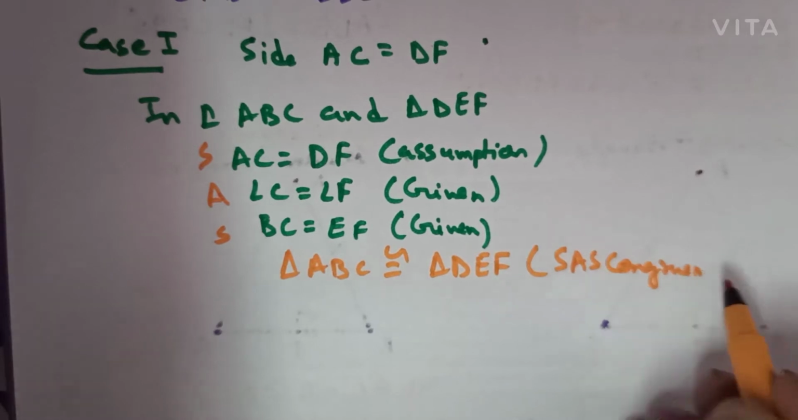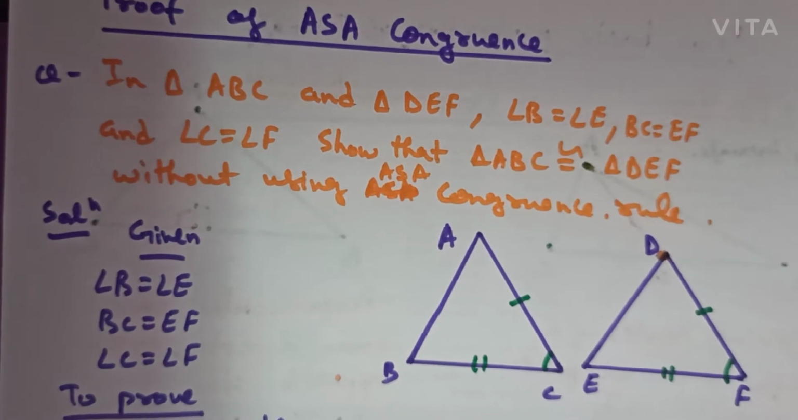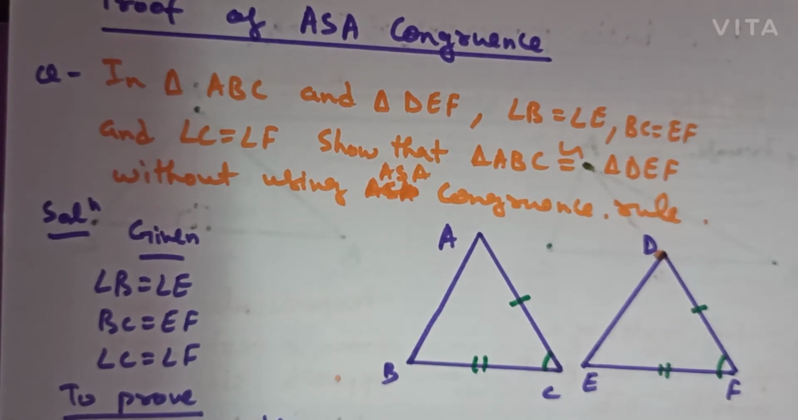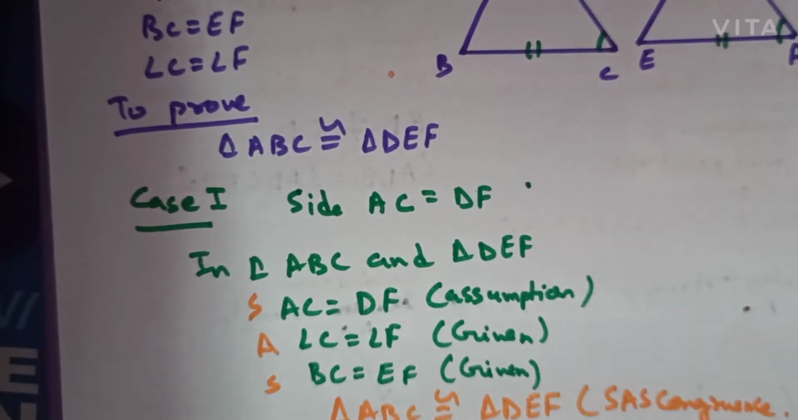Okay, we don't have to apply ASA congruence in the question. It would come like that: without using the ASA congruence rule, you have to prove that triangle ABC is congruent with triangle DEF. So this is also the proof of ASA congruence. It can also come in this way: prove that if two angles of a triangle and the included side are equal, then the two triangles are congruent. Then also you will do the same thing. So this is the first case, that AC is equal to DF.